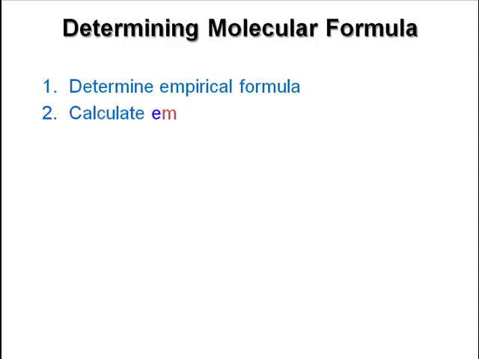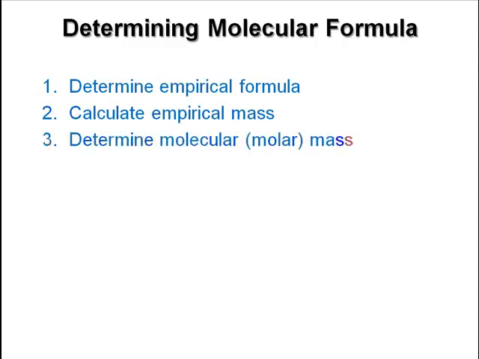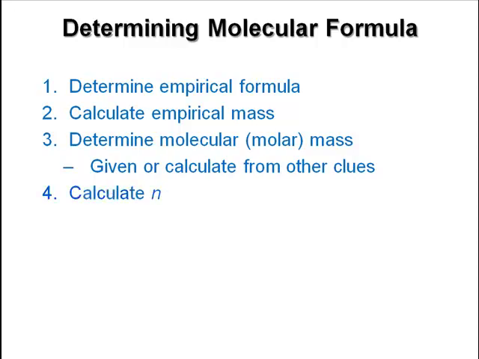Now, if you have the empirical formula, the next step is to determine the molecular formula. What formula could this be if you have a particular example where the empirical and molecular do not match? So, the first step is to determine the empirical formula, just like we did. The next step is to calculate the empirical mass, so molar mass of the empirical formula. Then you want to determine the molecular mass, or the mass of the molecule that you're working with. This is usually given, or you would calculate from other clues. So I'll give you the molar mass, or you'll have to calculate it yourself from other information.